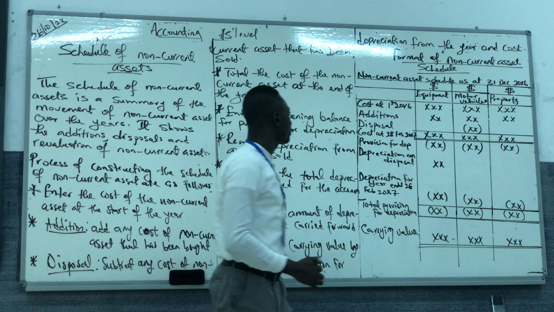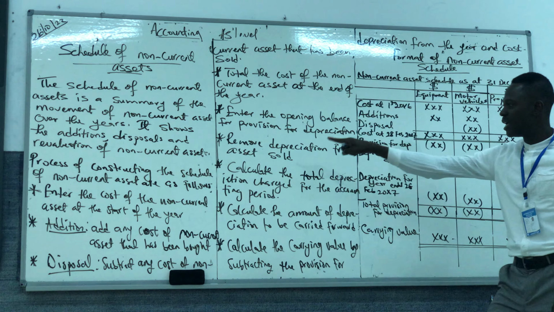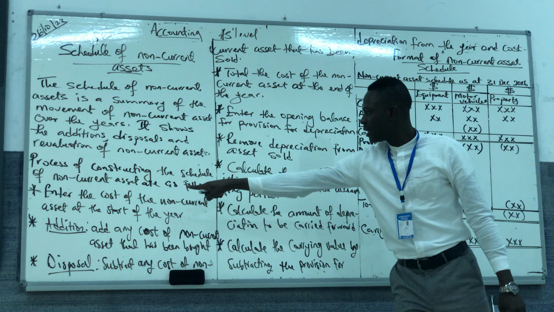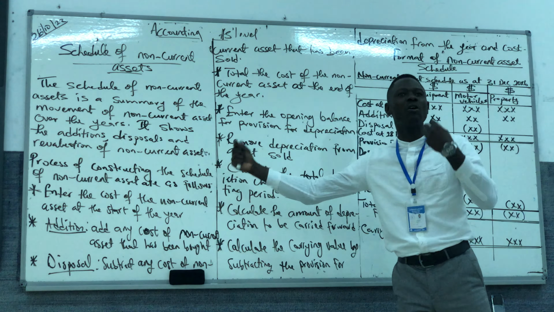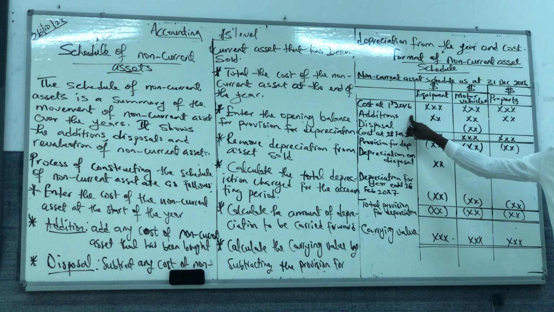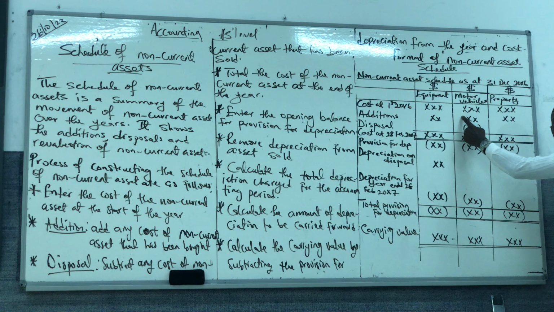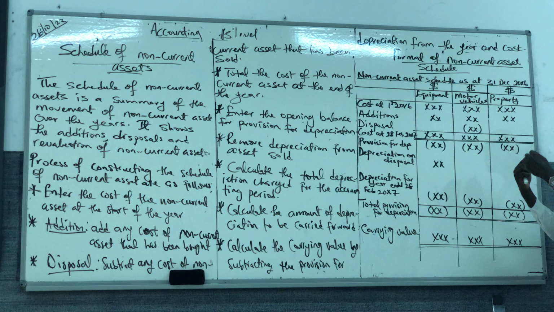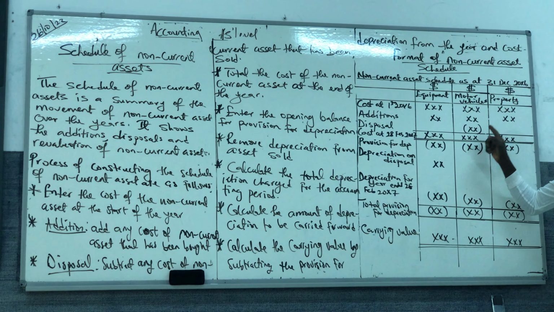So look at the format here. The cost as at the beginning: we said here, enter the cost of the non-current asset at the start of the year. So the start of the year is January 20x6. You enter the cost for equipment, the cost for motor vehicle, the cost for property. The next thing you do is addition. If you have bought new equipment, you add it. If you have bought new motor vehicle, you add it. If you have bought new property, you add them on. Then the next thing is if you are disposing. For example, you are disposing a motor vehicle. So you take it away from the new ones you have bought.